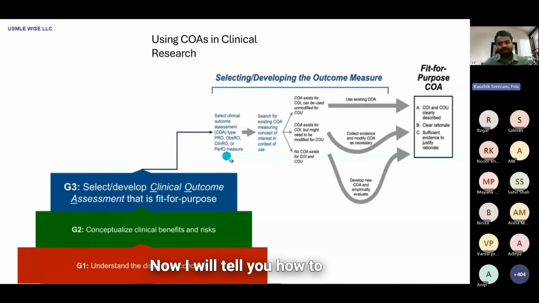Now I will tell you how to pick the questions, right? You need to search the literature: to measure this particular concept, it could be stroke or whatever you want to measure, does a tool already exist? If a tool exists perfectly for your population, please don't innovate. Just use the tool and report it. Done. Happy.